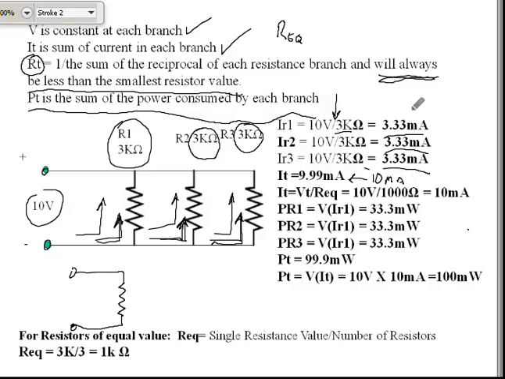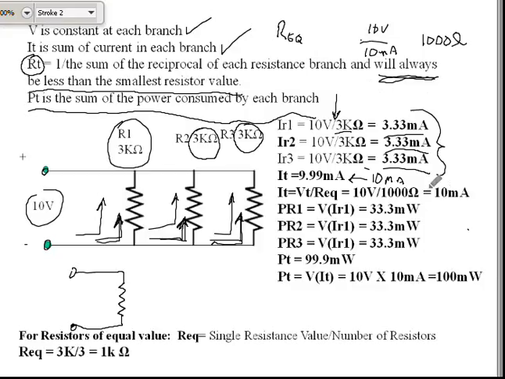We go with the sum of the currents. The total current sum is 9.9999 milliamps, which is pretty much equal to 10 milliamps. If we calculate the total resistance, 10 volts over 10 milliamps, we're going to come up with 1,000 ohms.